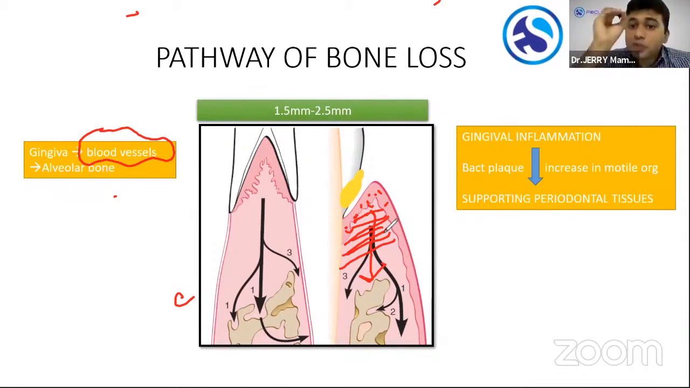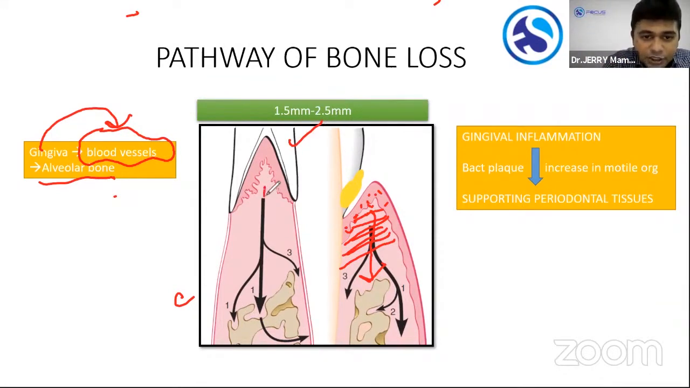Okay, so through this pathway, that is from gingiva to the blood vessels. From the blood vessels, it goes into the alveolar bone. Now, there are different pathways they explain, for the interdental area and for the facial and lingual area. In the interdental area, gingival inflammation can directly spread to the alveolar bone. From the alveolar bone, it can go into the PDL and cementum, or in certain cases, it can go directly into the periodontal ligament.